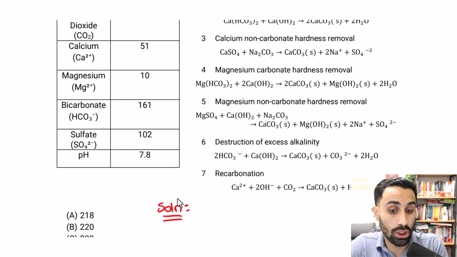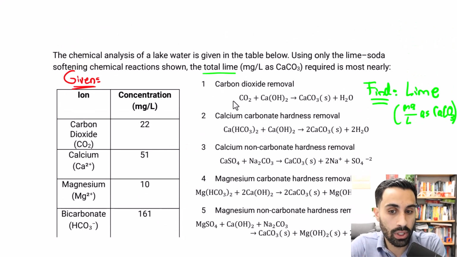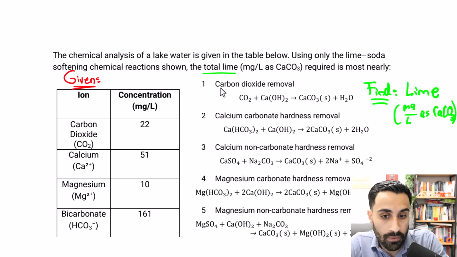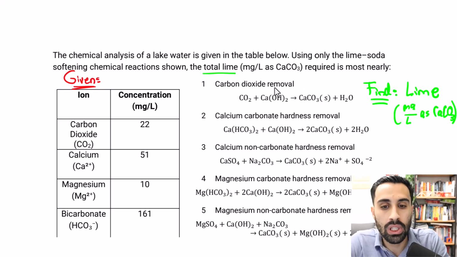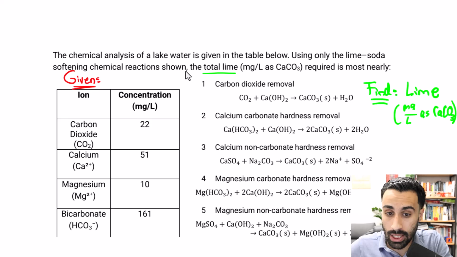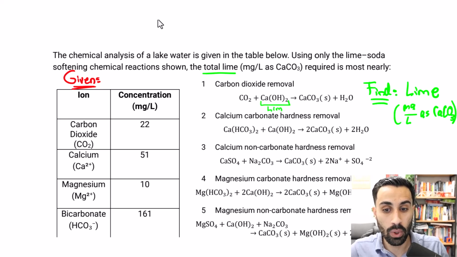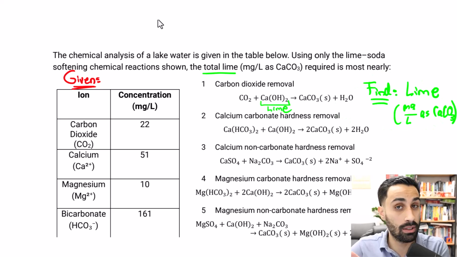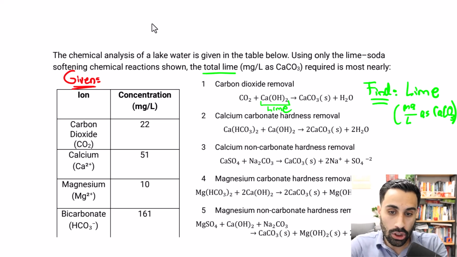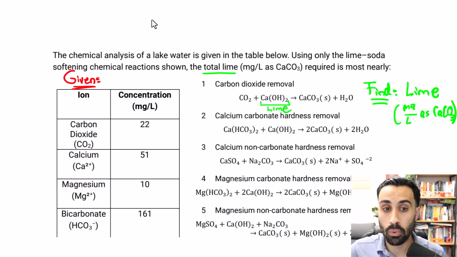Before we get into the solution, let's talk about these formulas real quick to know the concepts. So first of all, carbon dioxide removal. We need to do that. We remove carbon dioxide. That's this part. It acts like acidity. And we remove that by adding what? On the left side of the chemical equation, what do we have here? That's the lime. That's the important lime, which we are asked to find as milligram per liter calcium carbonate.